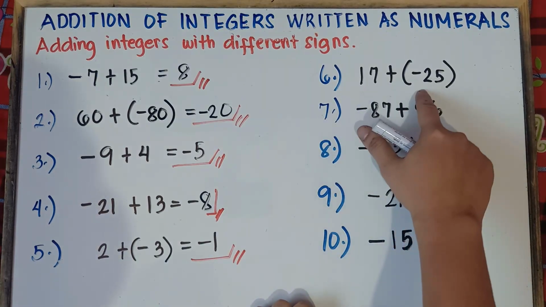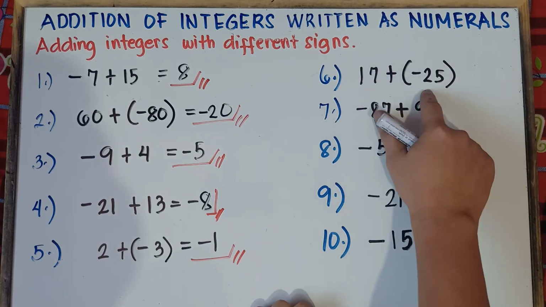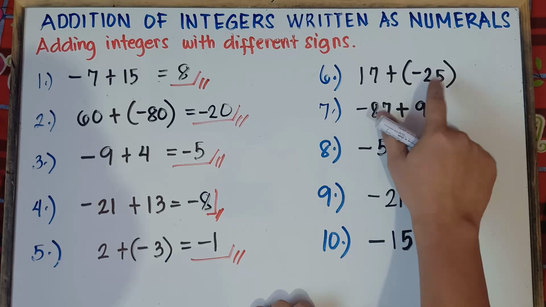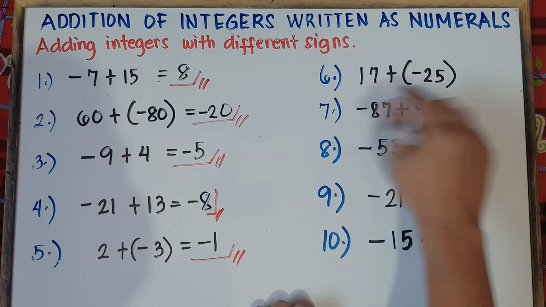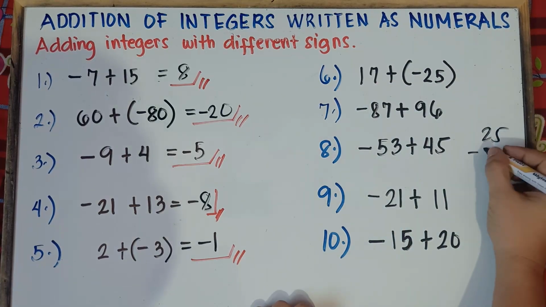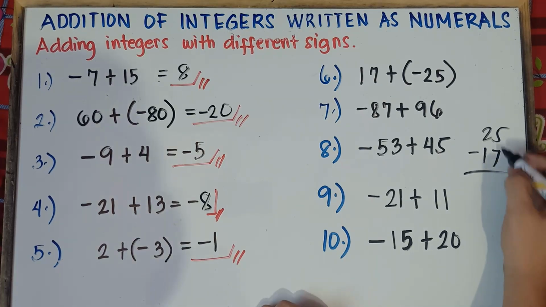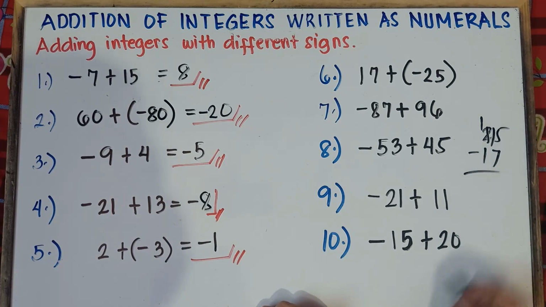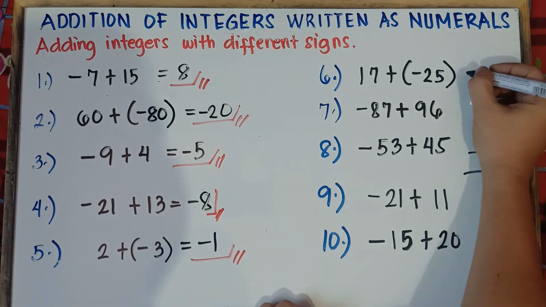17 plus negative 25. So once again, unlike signs, this is positive 17, this is negative 25. So we subtract 25 minus 17. Once again, ignore first the sign. So 25 minus 17. So let's double check. I think that's 8. So 5 minus 7, that cannot be. We borrow 1. This becomes 15. 15 minus 7, that is 8. 1 minus 1, that is 0. So that would be 8.